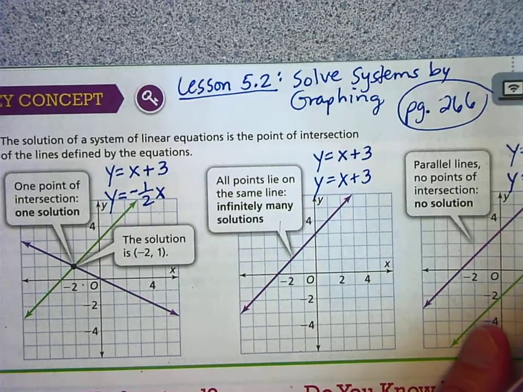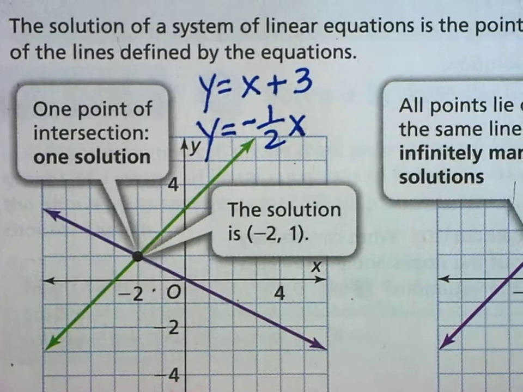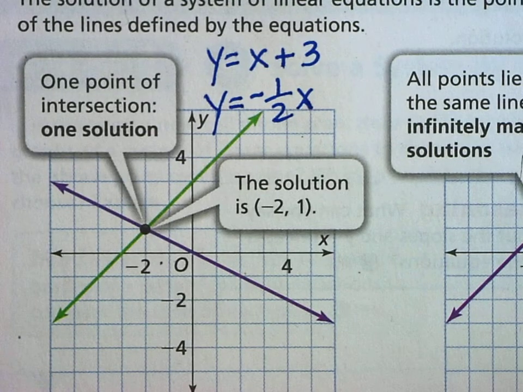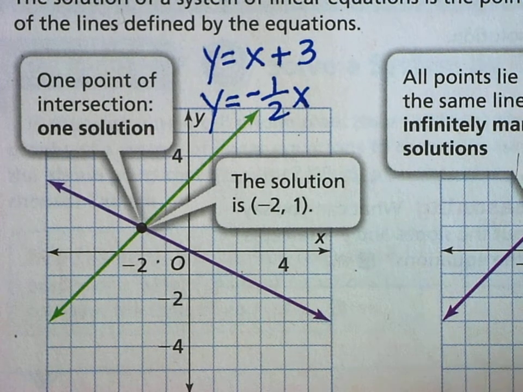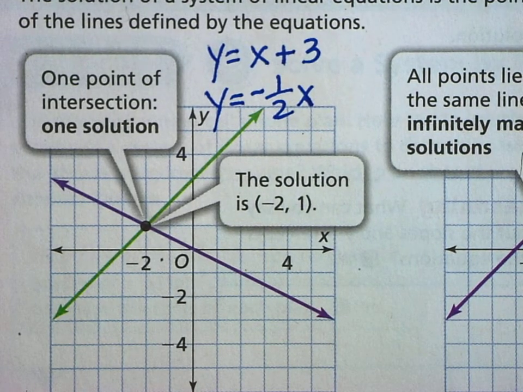We're going to solve systems by graphing. So folks, what you have to do is make sure you solve both equations and put them in slope-intercept form first, and then you are going to graph both lines and see if they intersect, or if they're parallel lines, or if they are the same line twice.